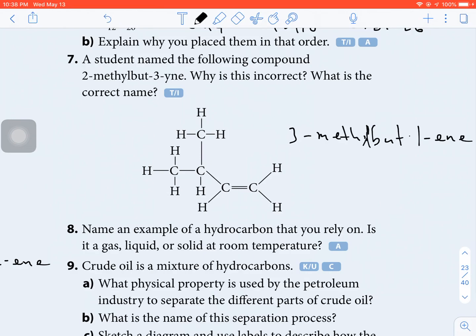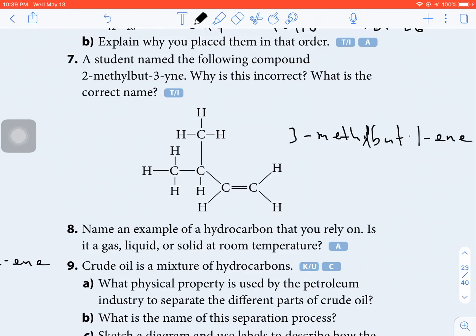Question 8 says name a hydrocarbon that you rely on. Is it a gas, liquid, or solid at room temperature? So again, from yesterday's video, we saw lots of different examples. Maybe you use gasoline for a car, which would be a liquid. It contains methane, pentane, hexane, and heptane. Again, I wouldn't expect you to remember that. You might use propane for a barbecue, which is a gas at room temperature.